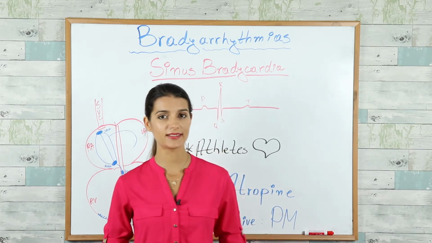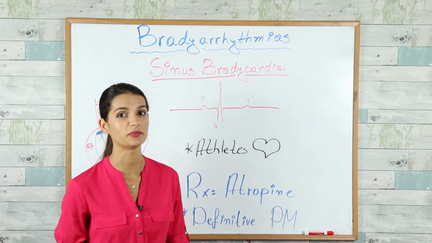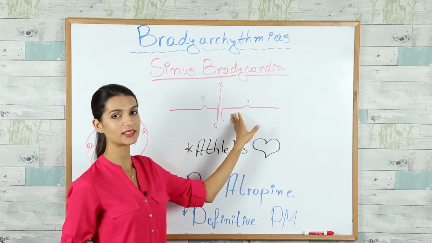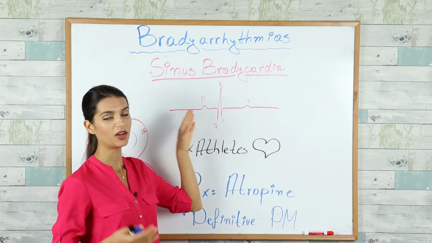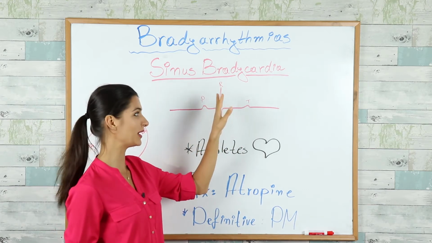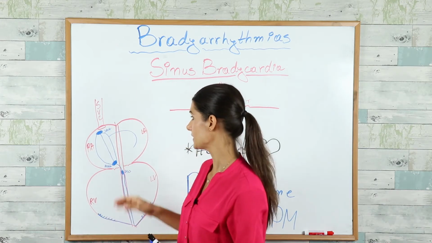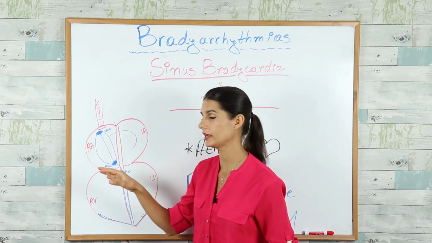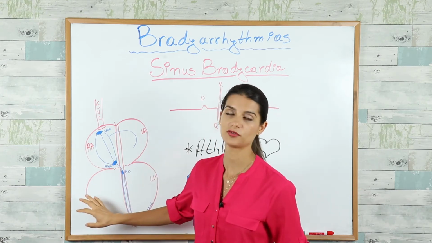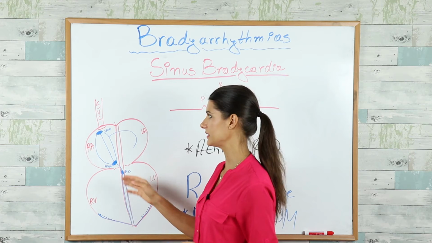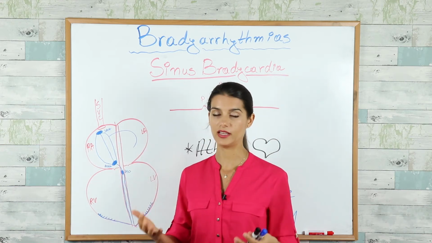And we're starting with sinus bradycardia. As the name implies, the rhythm is a sinus rhythm, which means that every QRS complex is preceded by a P wave, or every P wave is followed by QRS complex. Now the problem here is that the sinoatrial node is firing properly and it gets conducted to the ventricles properly, but the problem is that the sinoatrial node just fires less often.